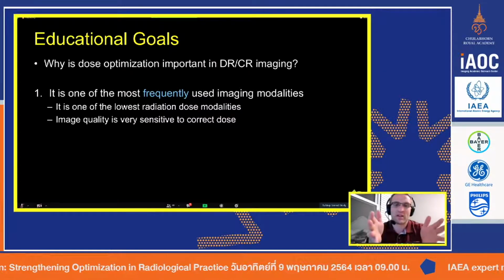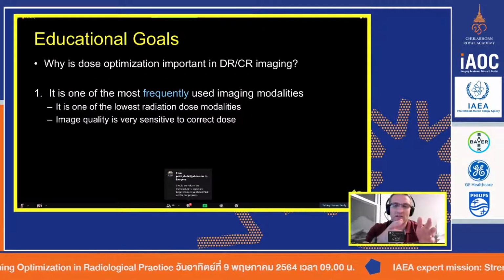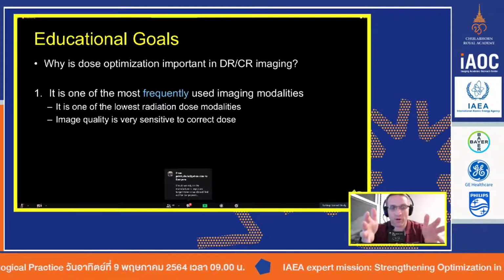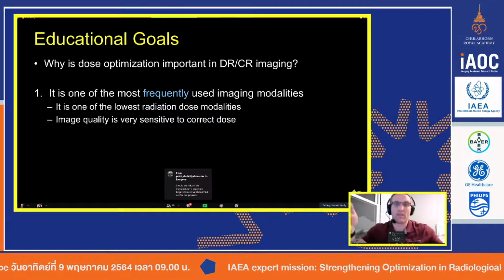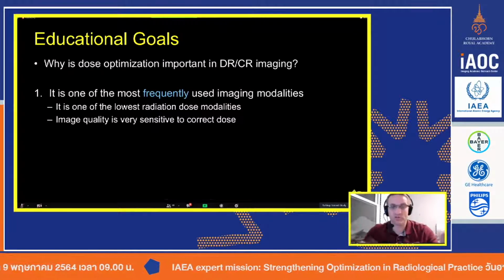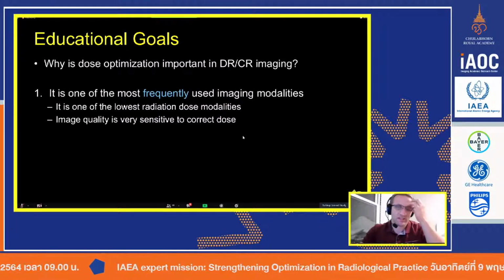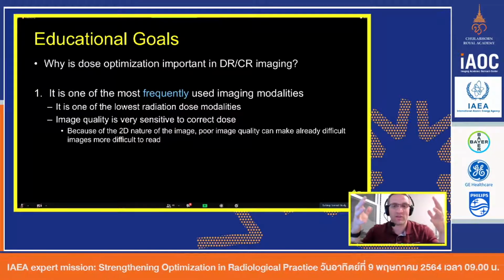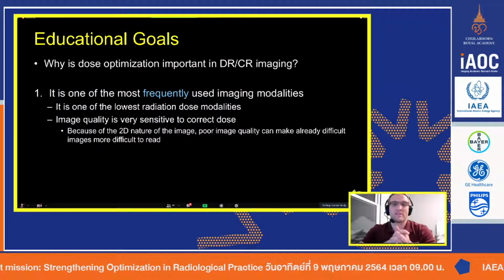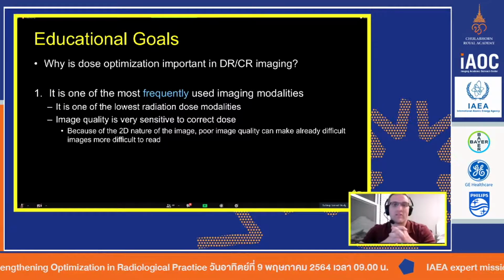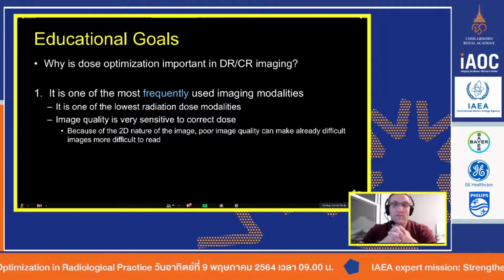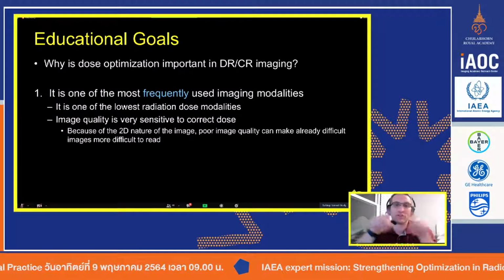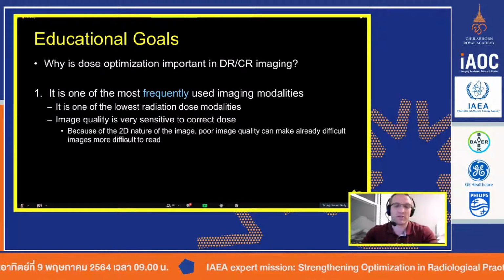Now, if you make a small change in DR and CR, once again, that's a small number, so it's a small change, but it's making a big impact to a large group of people. So when you look at it in a mathematical way, even though it's a low dose modality, it still makes a very big difference when you talk about the whole population of, say, Thailand or the US when it comes to medical dose.